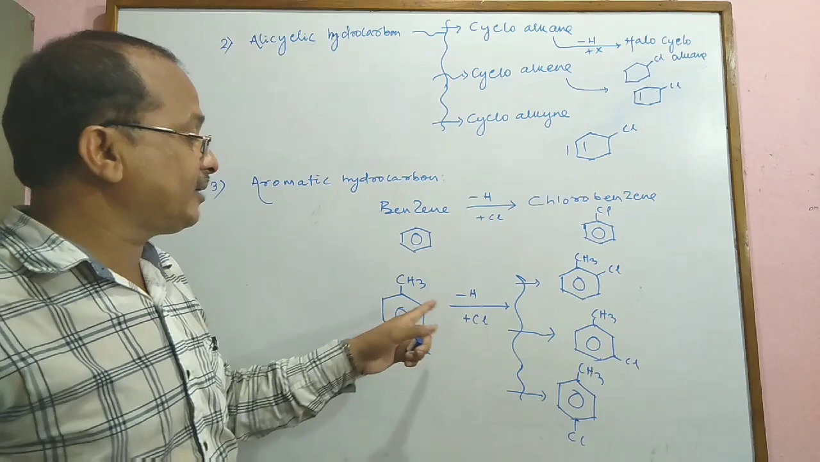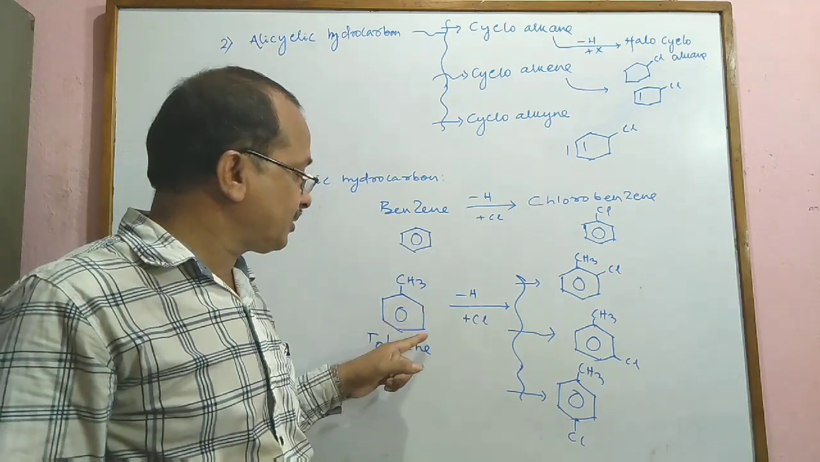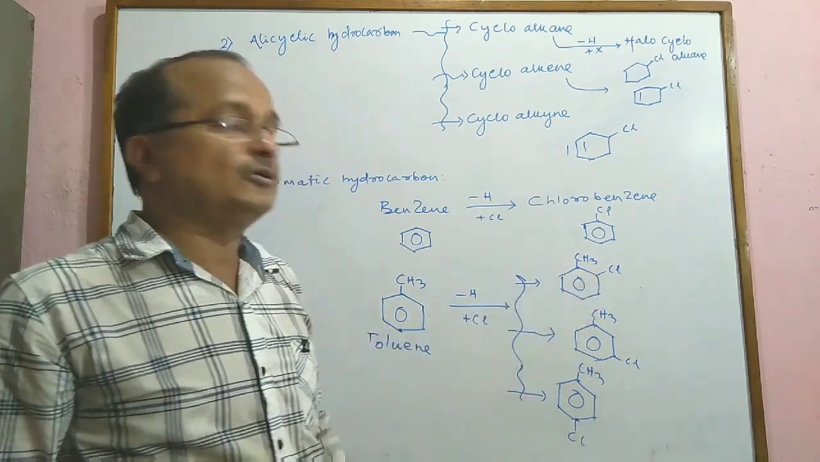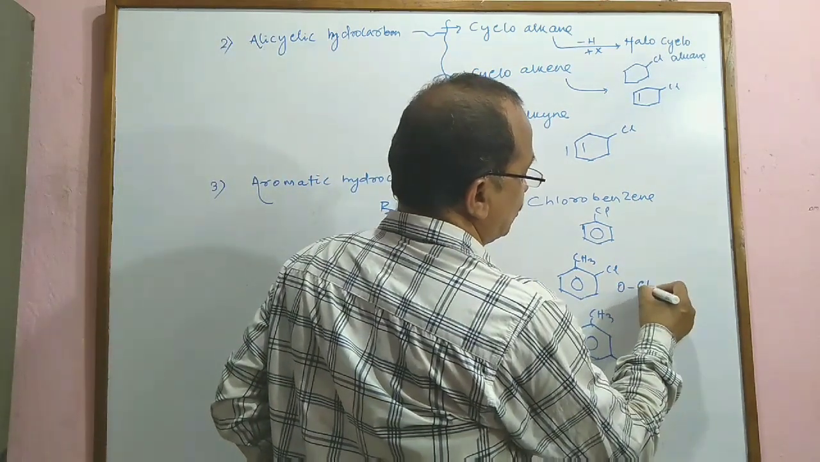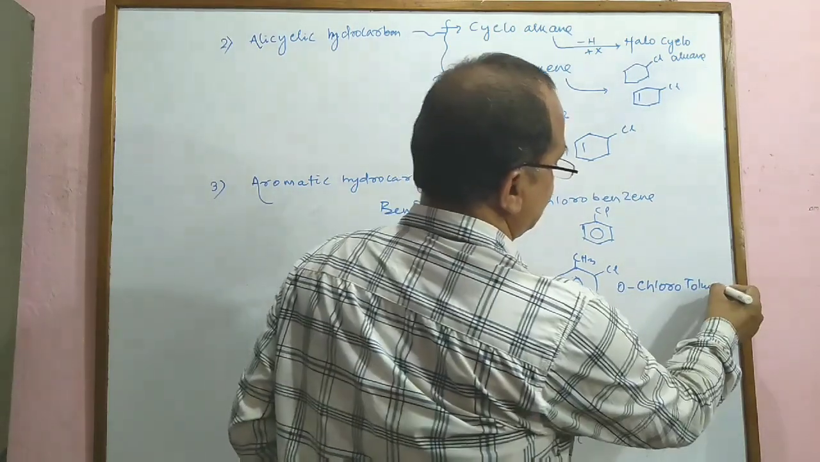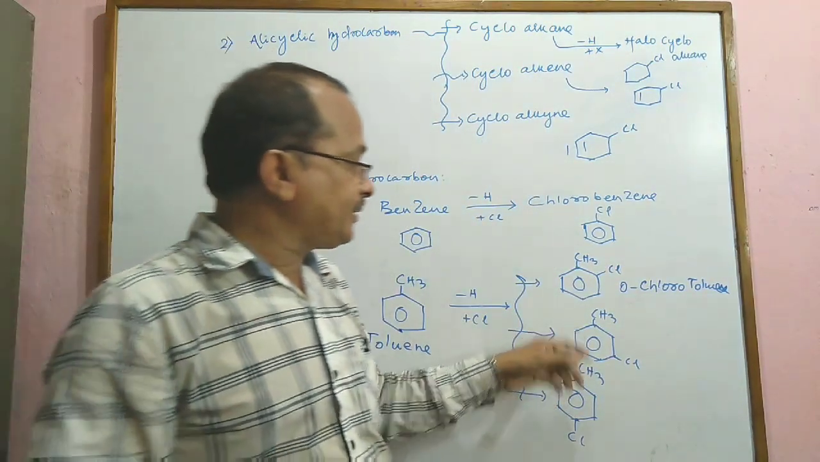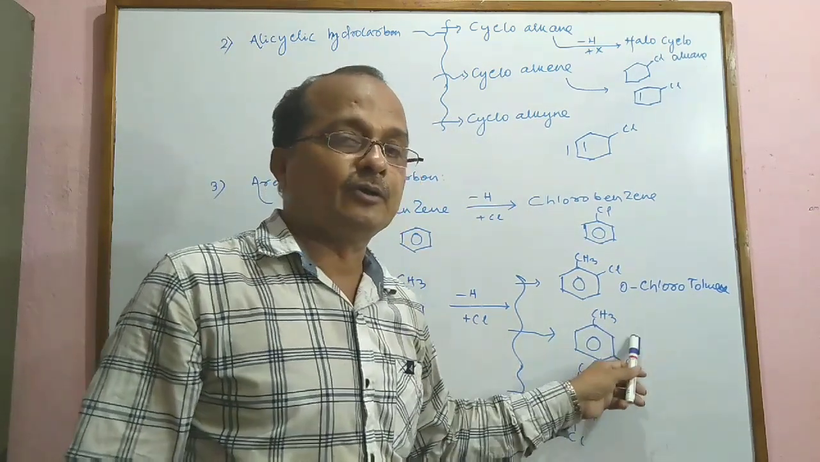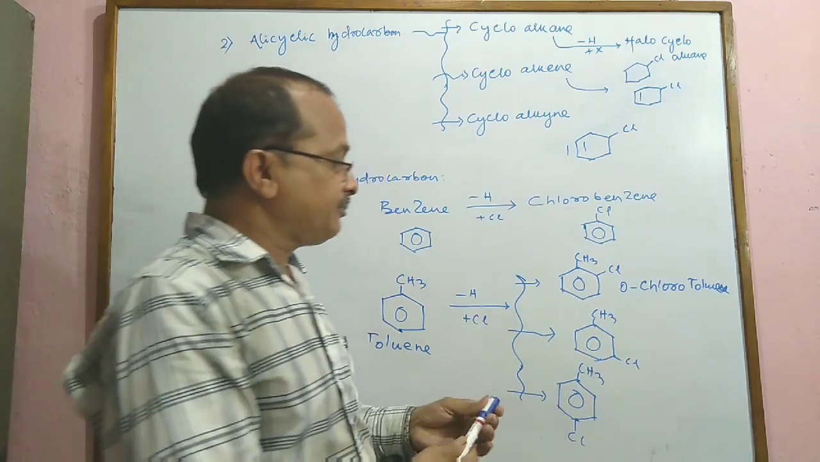Here a hydrogen atom is supposed to be replaced on the aromatic nucleus, from this position or this position or this position. So here we will get the compound 2-chlorotoluene, or ortho-chlorotoluene. The 1-2 position is the ortho position. Next, the 1-3 position is the meta position, so it is named meta-chlorotoluene. Next, the 1-4 position is the para position, so it is called p-chlorotoluene.